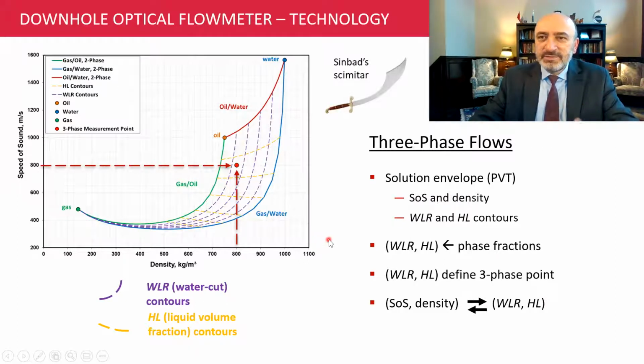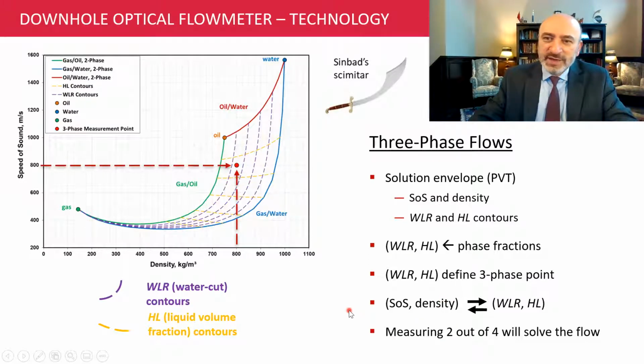So it doesn't matter how I get 2 of these 4 quantities, but as long as I measure 2 of these 4 quantities, that means I have solved the three-phase flow completely. I can obtain the remaining 2 quantities from that point.